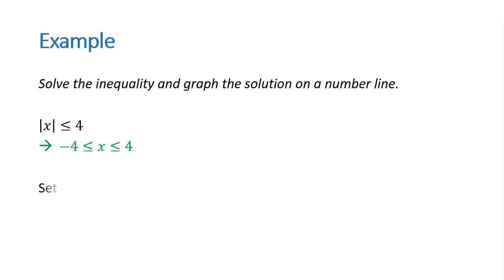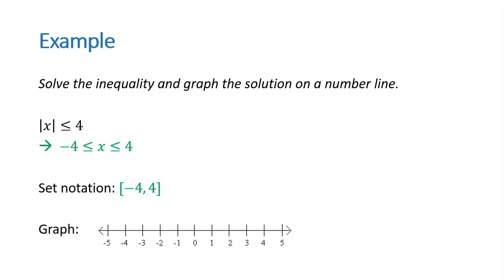Well, what changes with our solutions? In our set notation or our interval notation, we change from parentheses to brackets. Brackets indicate that we can include the endpoints as part of our solution. Same change with the graph. So here's our number line. We want everything from -4 to 4. Here we can include -4 and 4, so we put brackets there.